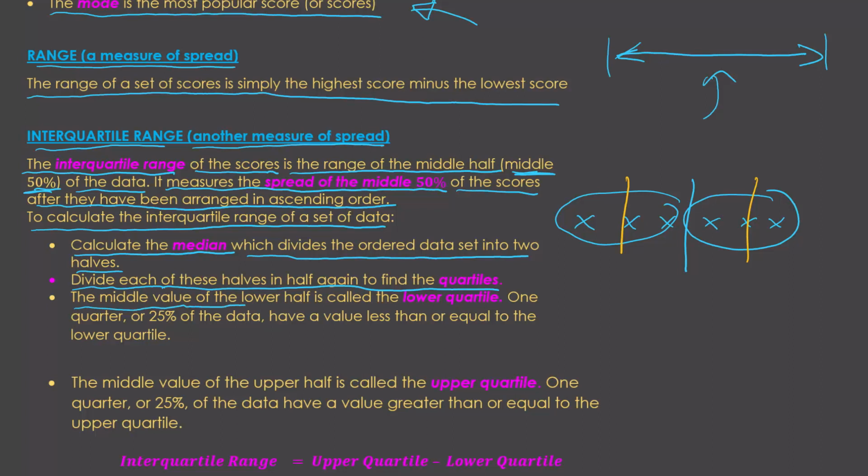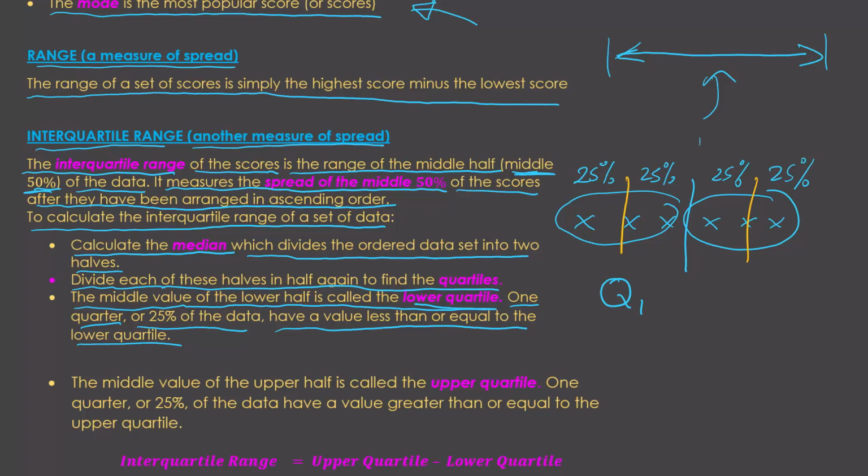The middle value of the lower half is called the lower quartile, often written as Q1. One quarter, or 25%, of the data have a value less than or equal to the lower quartile. So basically what we're saying here is that this splits the data into 25% like so. So we know the median had 50% either side, and then the quartiles split each half again.